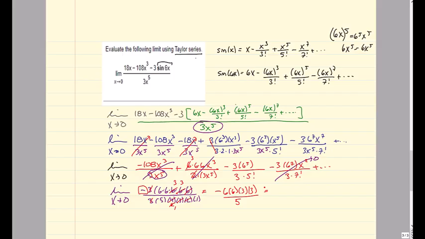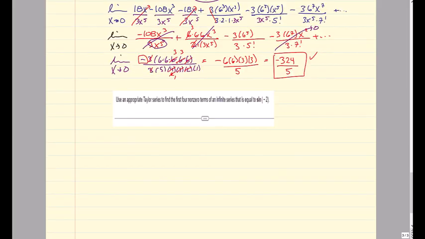So I'd have 108. 6 times 6 is 36. 36 times 3 is 108. And 108 times 3 is 324, and it's negative 324 over 5. So that's my limit. So lots of simplifications there, and you can kind of decide how far you want to go with some of those before you actually evaluate them.